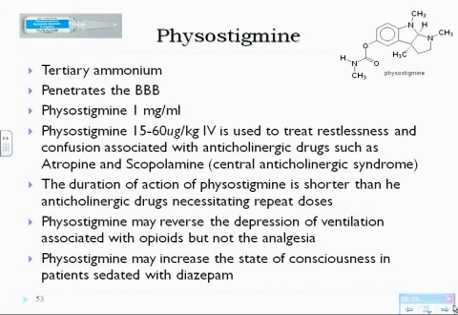And you give 15 to 60 mics per kilo IV to treat restlessness and confusion associated with atropine and scopolamine. The duration of action, unfortunately, is shorter than the anticholinergic drugs, so many times you have to give a repeated dose. Physostigmine may reverse the depression of ventilation associated with opioids and also may increase the state of consciousness in patients sedated with diazepam, although it's not as reliable.